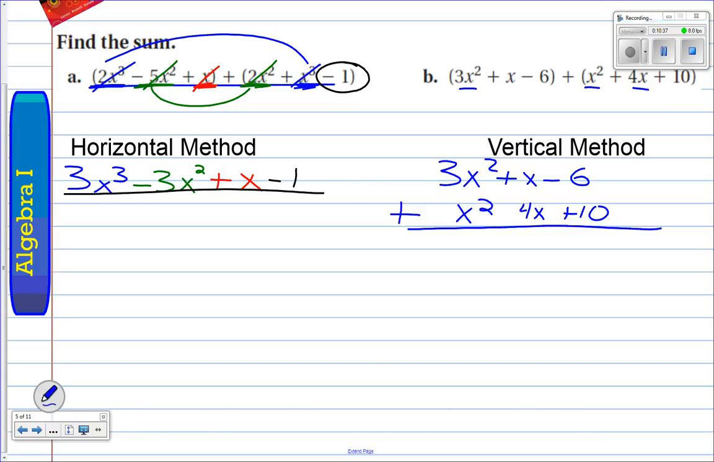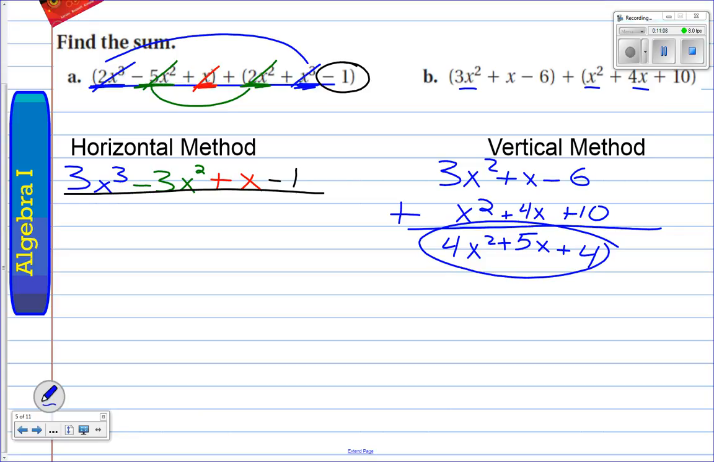It really doesn't matter to me which one of these you use. It's totally a personal preference, whatever's easiest. Negative 6 plus 10 is 4. X, that's plus 4x is 5x. 3x squared plus x squared makes 4x squared. Those are both positive numbers. And we're done.